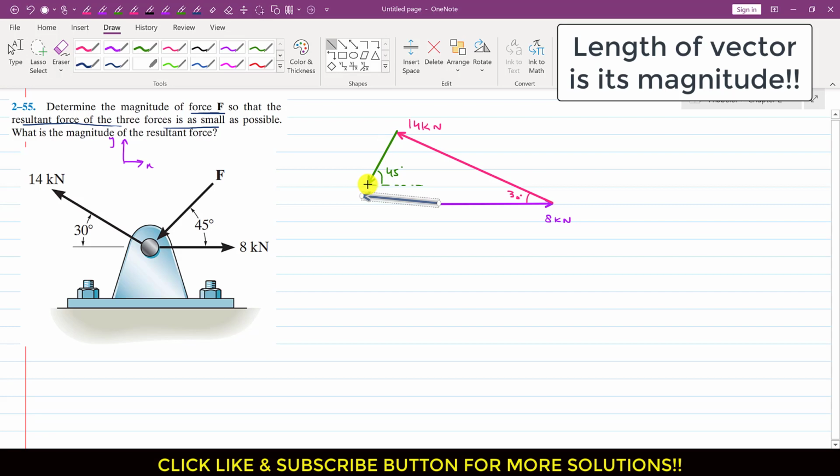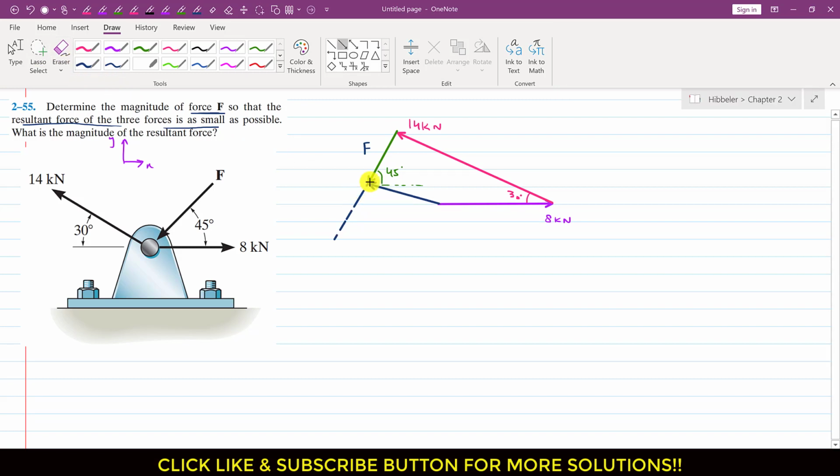If I extend the line of action of this F force, this green one is that F force and this is its line of action. Now if I move the head of this resultant vector along the line of action of force F, at one particular point the length of this resultant will be smallest. At that point this resultant will be making 90 degrees with that force F. So if the resultant is making 90 degrees with F, then at that point the resultant will have its minimum value.